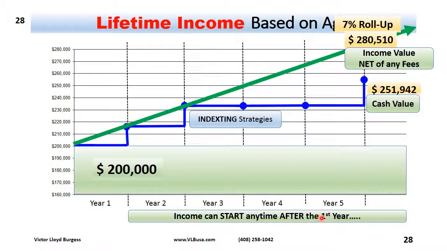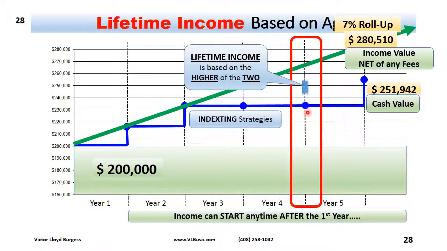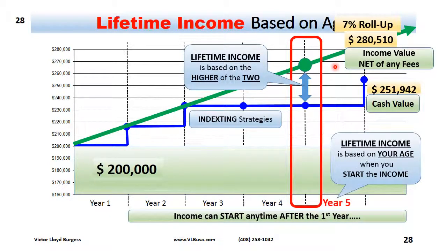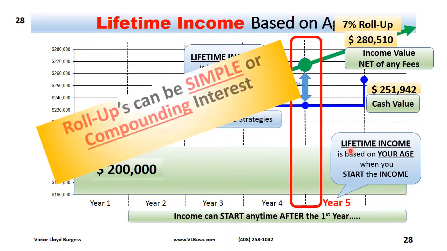Now, income can start anytime after the first year. So let's say we wanted to start it after the 4th year. What happens is they look at your roll-up, they look at your cash value or your indexing strategy, and they look at which is the highest, and then they'll pay you on that amount for the rest of your life. Now, depending on your age, the percentage you can take from that goes up every year. So the longer you wait, the more you can take for income for life. Sounds pretty good because it will never run out.